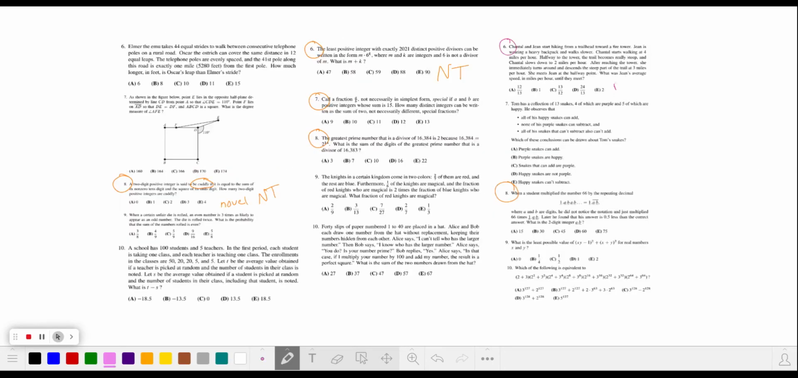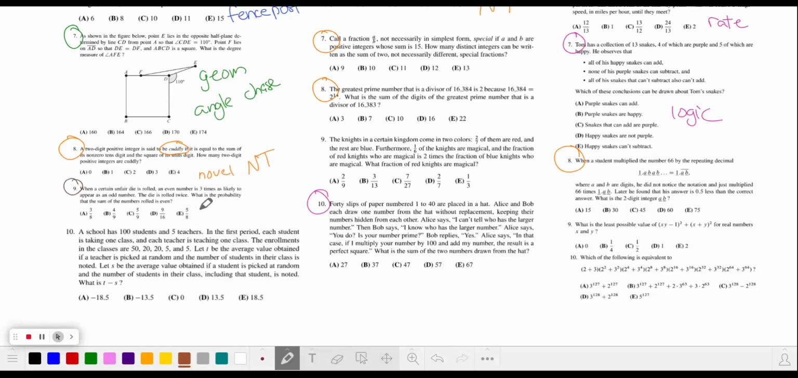Here we have a rate problem. Over here we have some geometry with some angle chasing. We don't see this too often. This is a fence post problem. We actually have a logic problem over here and one down here. Here's an elementary probability problem. I guess I would categorize this as pre-algebra.